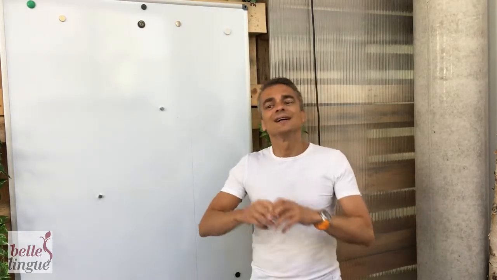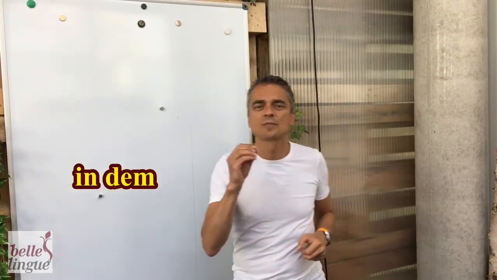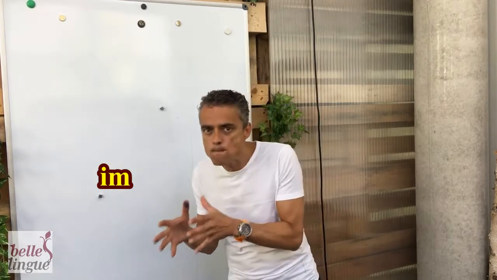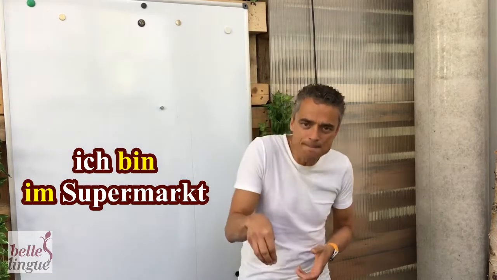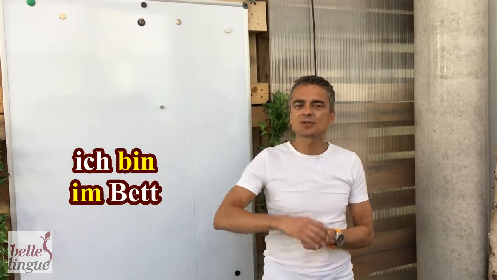If you have in dem, which is almost always pronounced as im. If you have im, ich bin im Supermarkt, ich bin im Wohnzimmer, ich bin im Bett. That's nice because you don't have to know if it's der or das Bett.